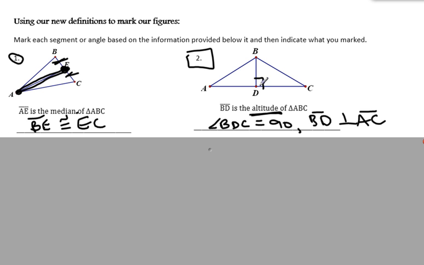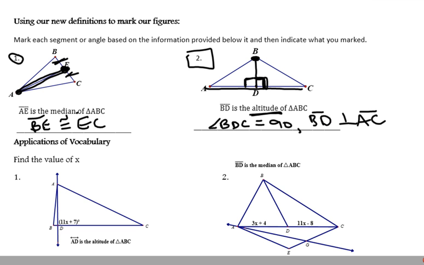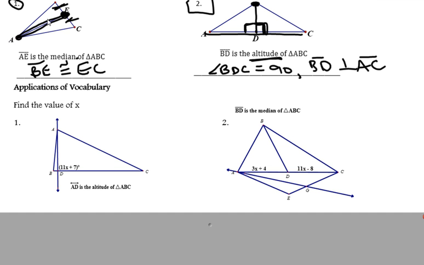Okay, so as soon as you see the word altitude, you should automatically put a right angle because an altitude goes from a vertex to the opposite side at a right angle. You could have written here that angle BDC is equal to 90 because that's what you marked, unless you marked BDA equal to 90. Or you could have said that BD, you marked that it was perpendicular to AC. Okay, so now we're going to use that vocabulary. Those markings that we made up here, you're going to make them every time you see these vocabulary words.